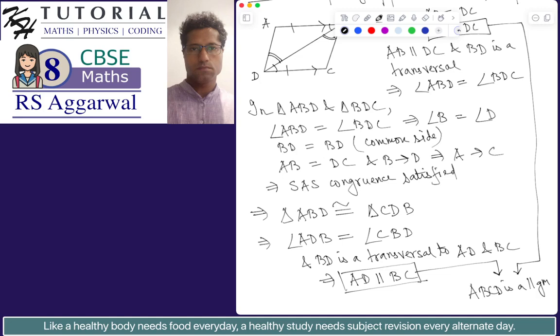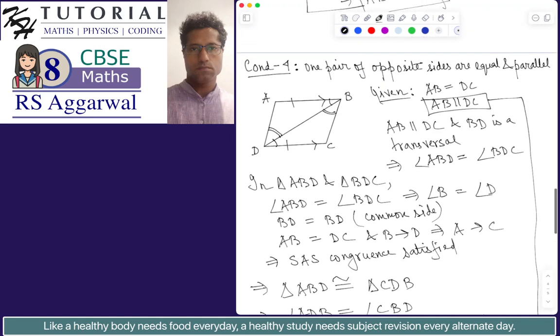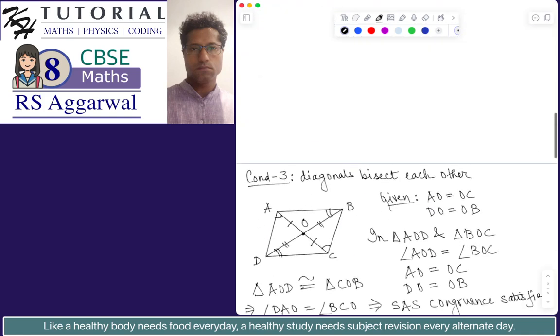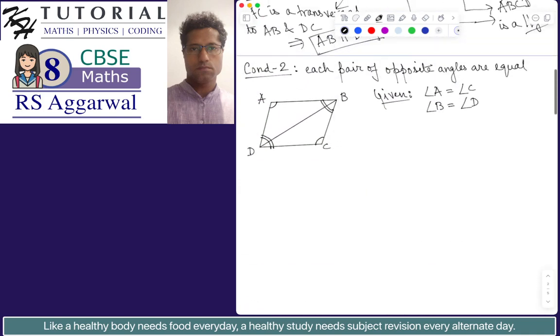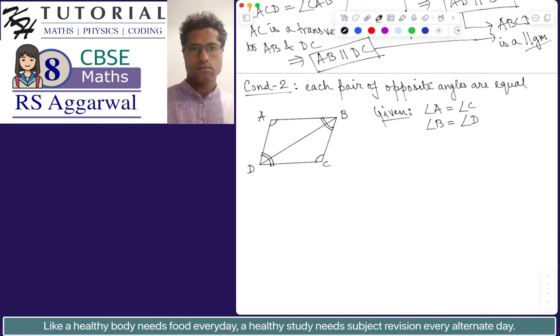Okay. Now, the other condition which I failed to prove is that each pair of opposite angles are equal. If in a quadrilateral each pair of opposite angles are equal, then it will be a parallelogram. So we are given angle A is equal to angle C and angle B is equal to angle D. How do we prove that ABCD is a parallelogram?